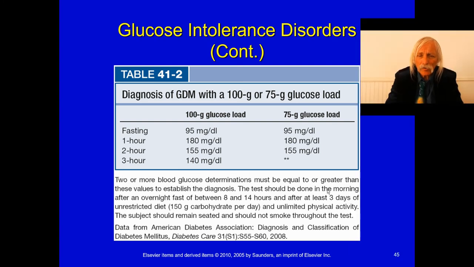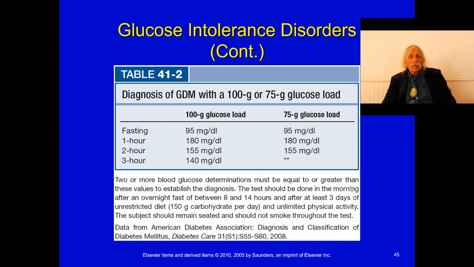2 or more blood glucose determinations must be equal to or greater than those values shown there to establish a diagnosis of some kind of glucose intolerance. That's what that means. A glucose intolerance test is the first way to determine whether or not you might have diabetes, right? The test has to be done in the morning after an overnight fast of between 8 and 14 hours, and after at least 3 days of unrestricted diet, which means at least 150 grams of carbohydrate per day.